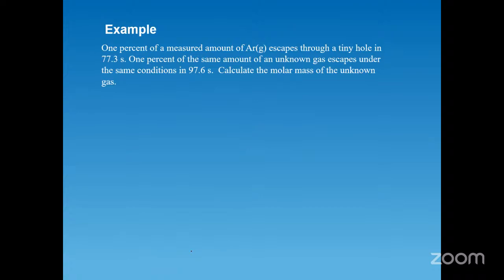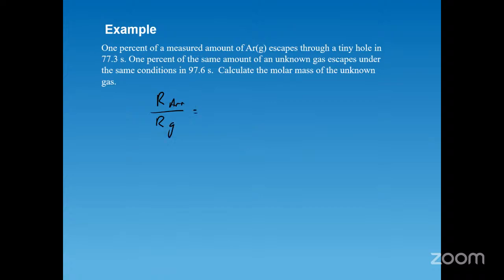Now, in this case, they did not give you the rates of effusion. They gave you the time of effusion, right? And if you understand the relationship between rate and time, you know that that's an inverse relationship, right? The faster the rate is, basically the shorter the time and vice versa, right? So what I can do is I can write down a relationship between the rate of effusion of argon divided by the rate of effusion of the unknown gas. I'm just going to use G for that.